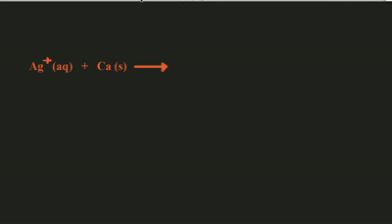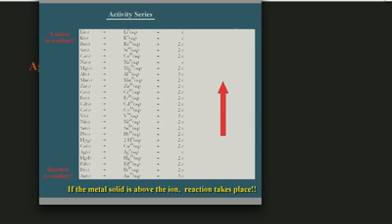So if you remember, if we check the activity series, silver is right here and calcium is way up here. Because calcium is a solid and above on the list, it is easier to oxidize. What does that mean to you? Well, that means that calcium will easily give up its electrons so that silver can pick them up.